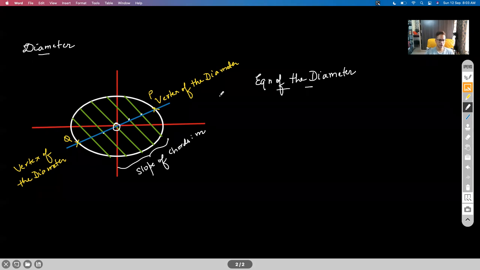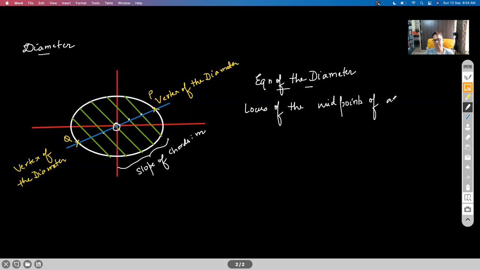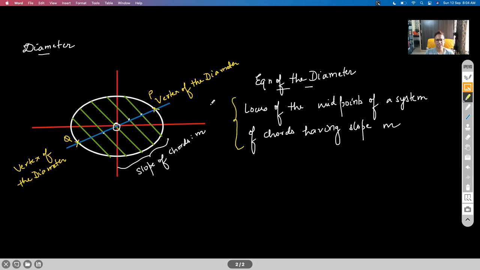Yes. Basically this becomes the locus of the midpoints of a system of chords having slope m. So using this, just a hint, get the equation of the diameter and give me a response on the chat box.